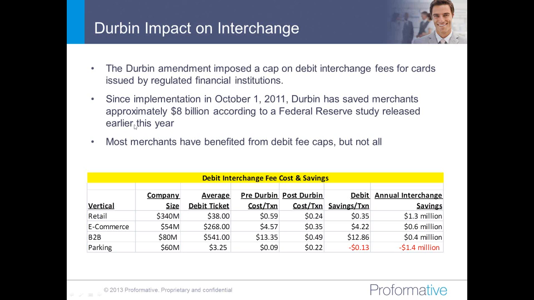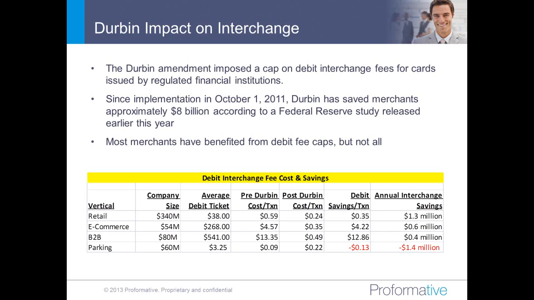Since this legislation was implemented on October 1 of 2011, the Durbin Amendment has saved merchants approximately $8 billion in interchange fees, according to a Fed study that was released a couple of months ago. And most merchants in the U.S. have benefited from debit fee caps, but not everybody.